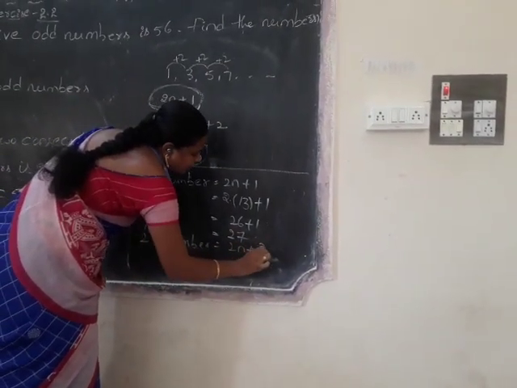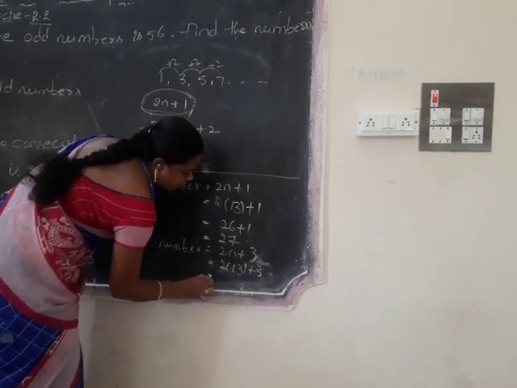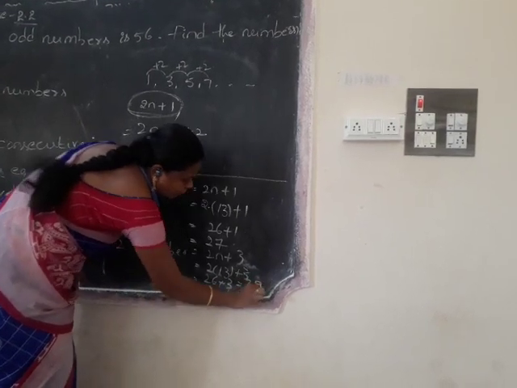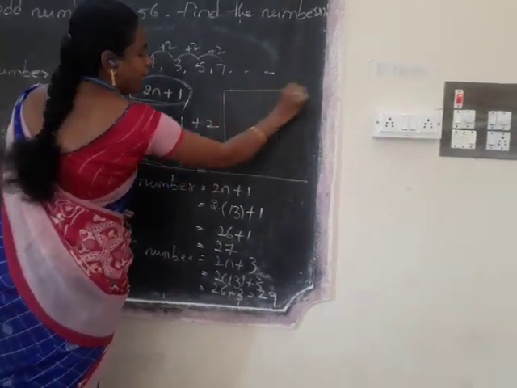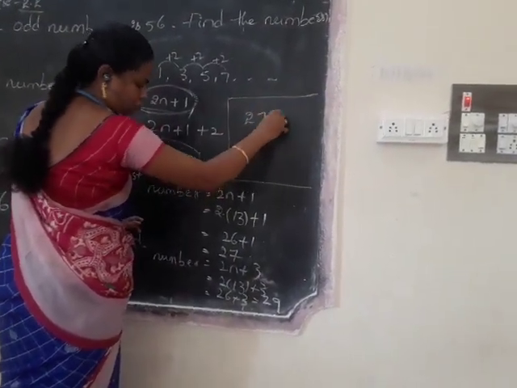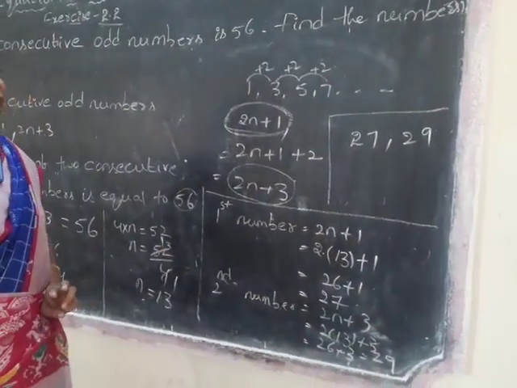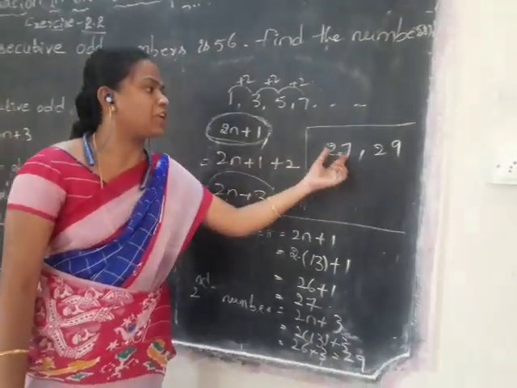Next, the second number, 2n plus 3. 2 into 13 is 26, plus 3, which is 29. Okay students, what are those two consecutive numbers? 27 and 29. Okay students, is your answer right or wrong?